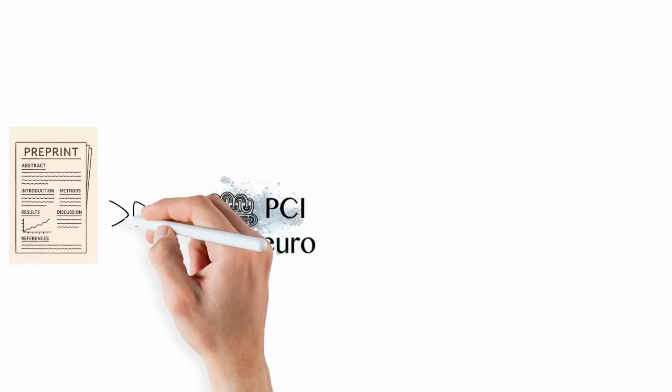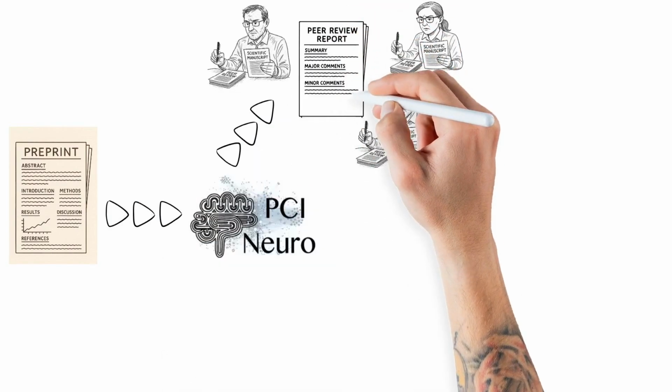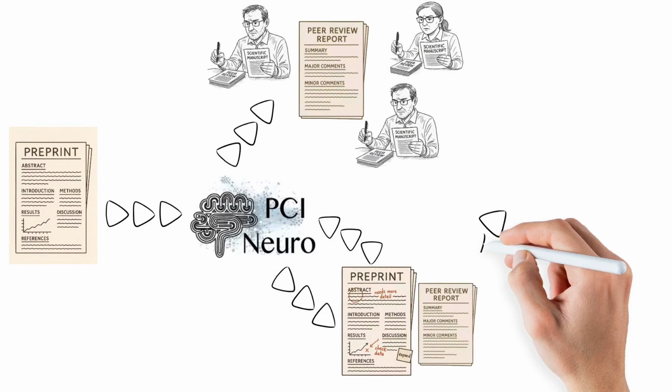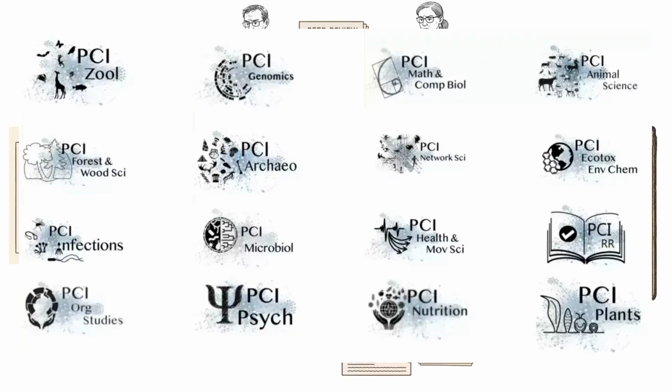Peer Community In is similar to Review Commons, but also has the option of publishing the preprint in a Diamond Open Access PCI journal. Alternatively, authors can send their preprint and review package to partner journals. PCI is broken down into 20 different themes from archaeology to neuroscience.